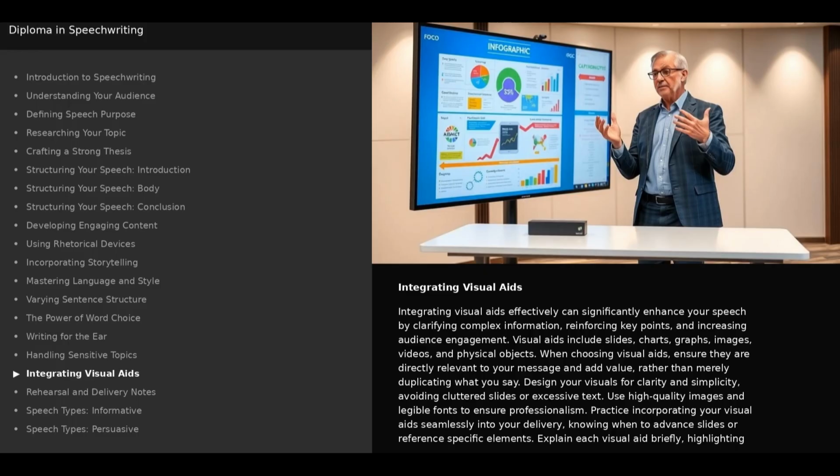Practice incorporating your visual aids seamlessly into your delivery, knowing when to advance slides or reference specific elements. Explain each visual aid briefly, highlighting its significance to your argument. Remember, visual aids are meant to support your speech, not replace it. You remain the primary focus. Thoughtful integration of visuals can make your presentation more dynamic and memorable, helping your audience grasp and retain information more effectively.